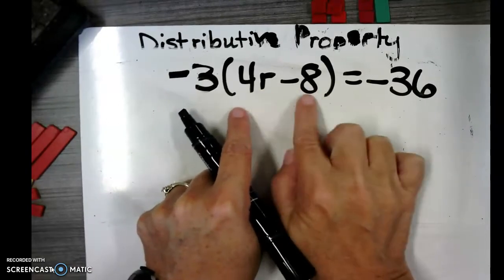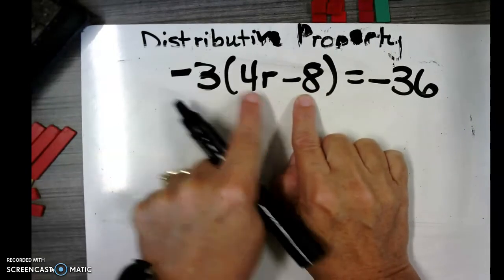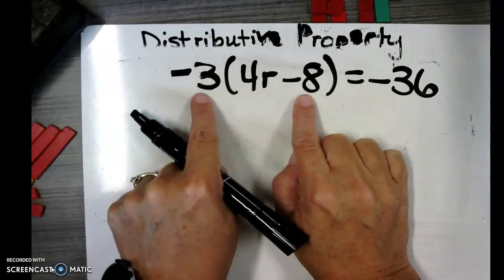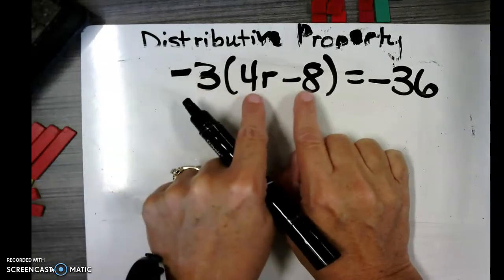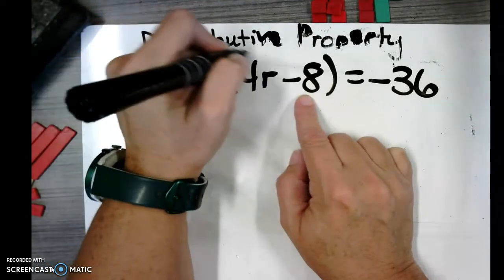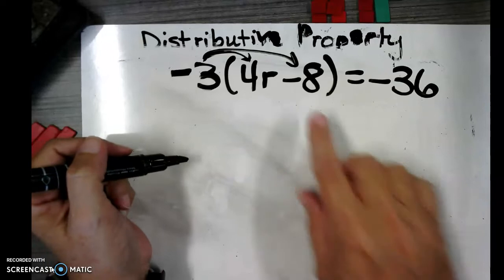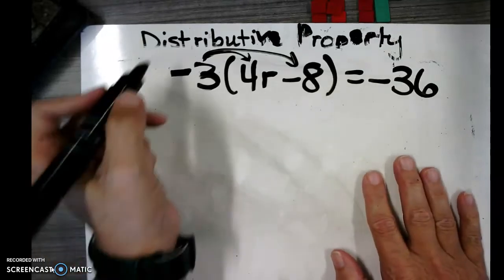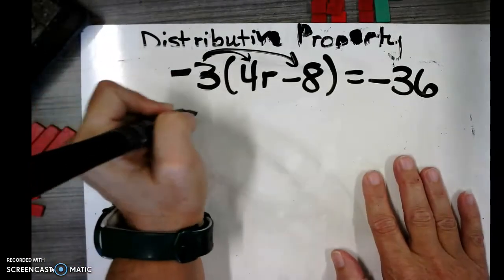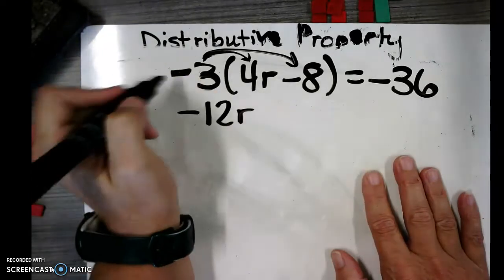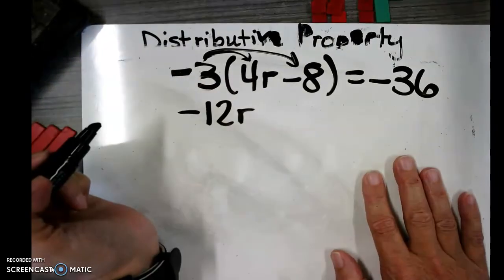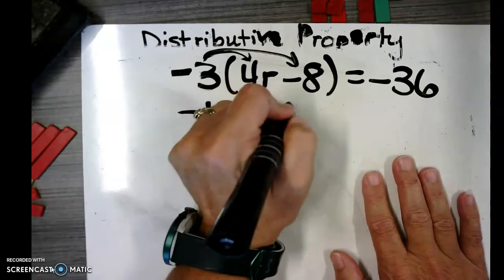I cannot simplify inside, so I turn my attention to that negative 3. That means I have negative 3 groups of these, which means I'm going to distribute. So I am going to multiply everybody inside the parentheses by negative 3. Negative 3 times 4 is negative 12r. Negative 3 times negative 8, that is a positive 24.